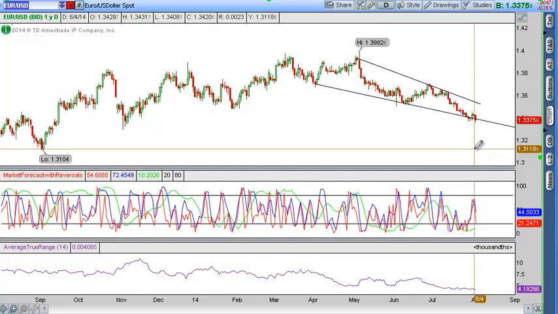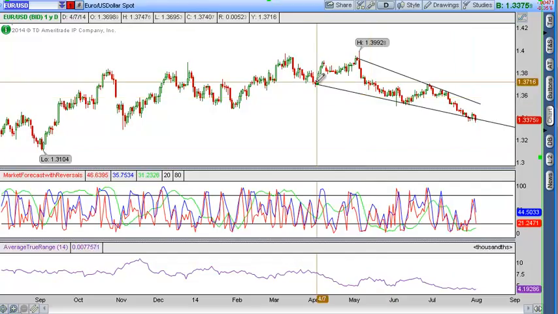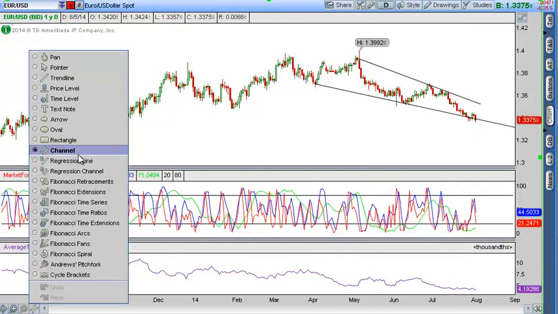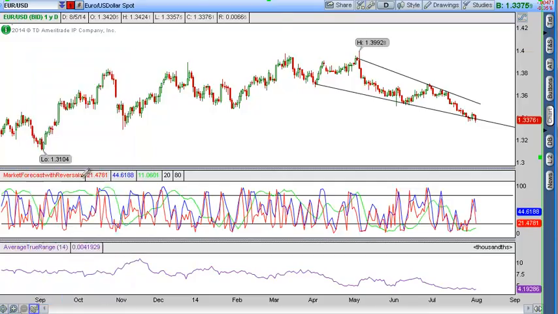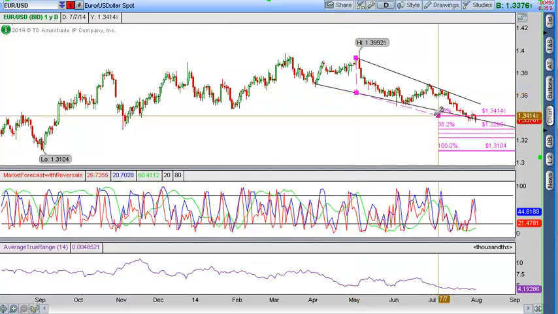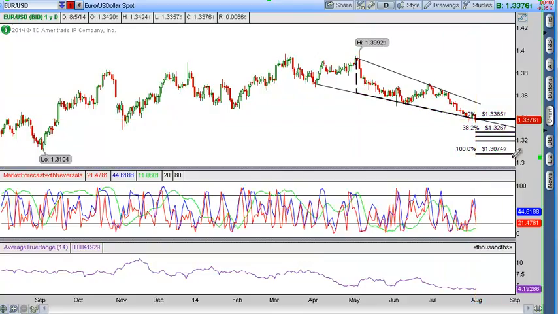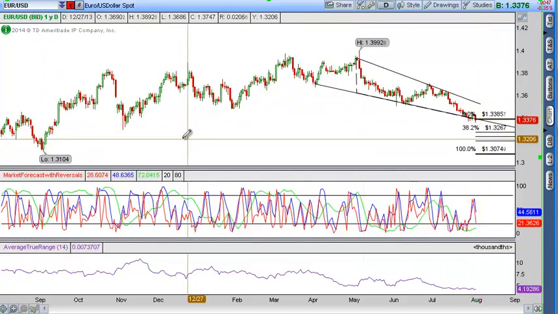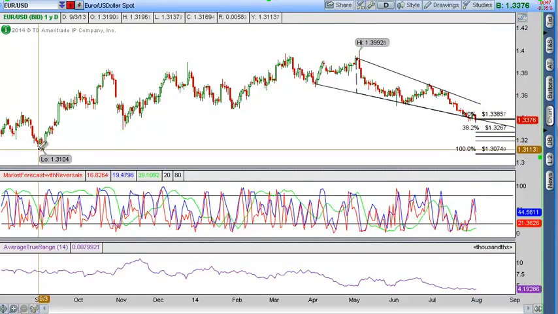This weakness could continue. Now this pattern right through here, this descending wedge, let's measure this. I've got to use a Fibonacci extension to measure it. So off this high to this low, because we're trying to break out through here today, that puts us almost right in line with this low. Pretty close. So this wedge should have us retest these lows.